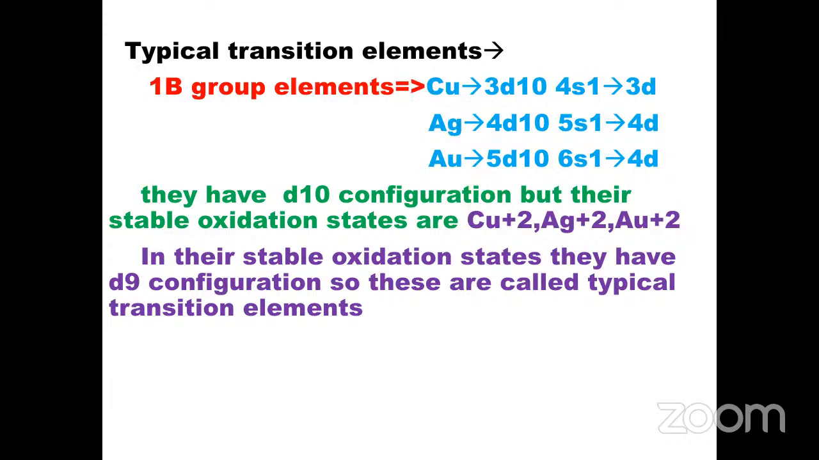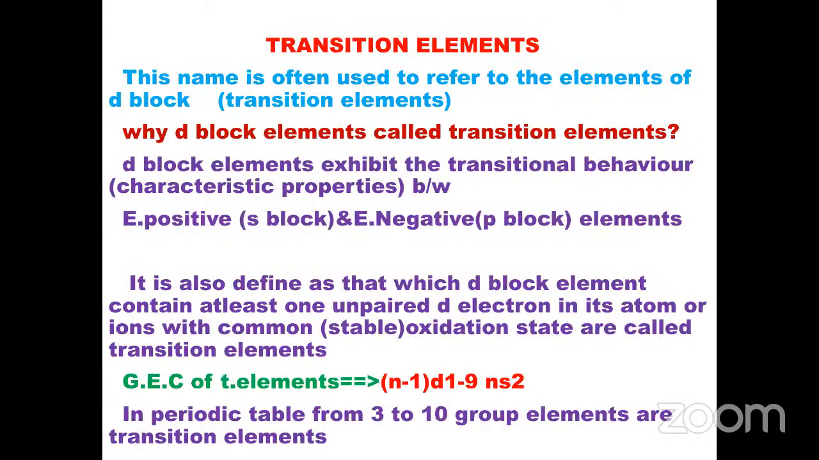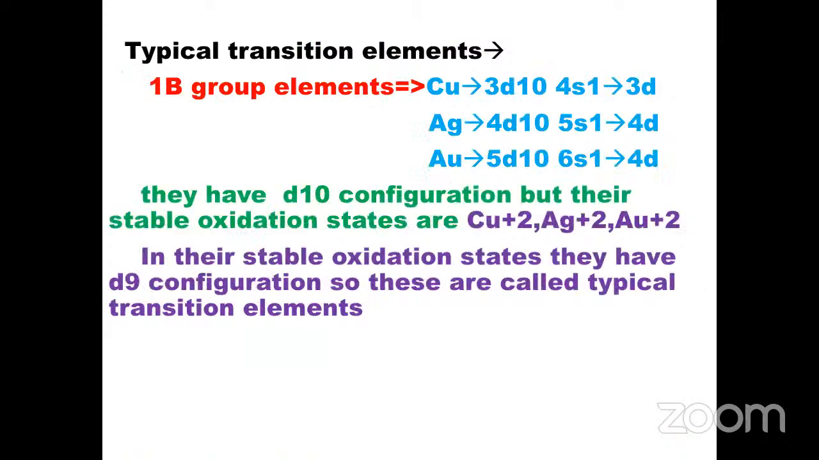What are the transition elements? The d block elements that contain at least one unpaired d electron in their atom or ion with stable oxidation states are called transition elements. So these are the stable oxidation states of copper, silver and gold.